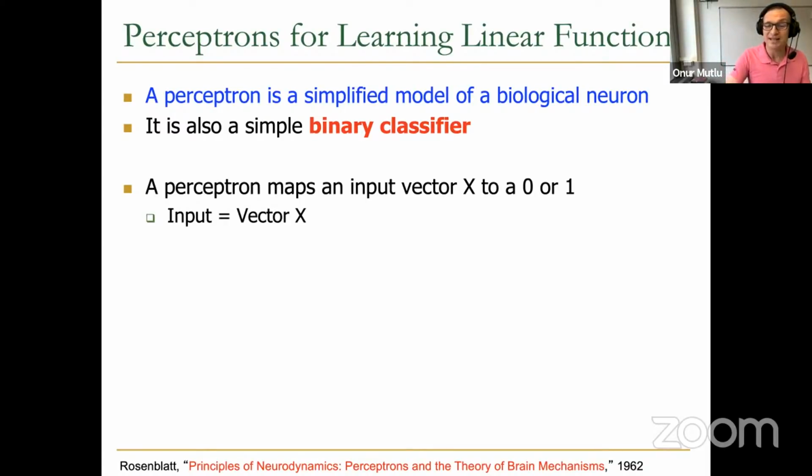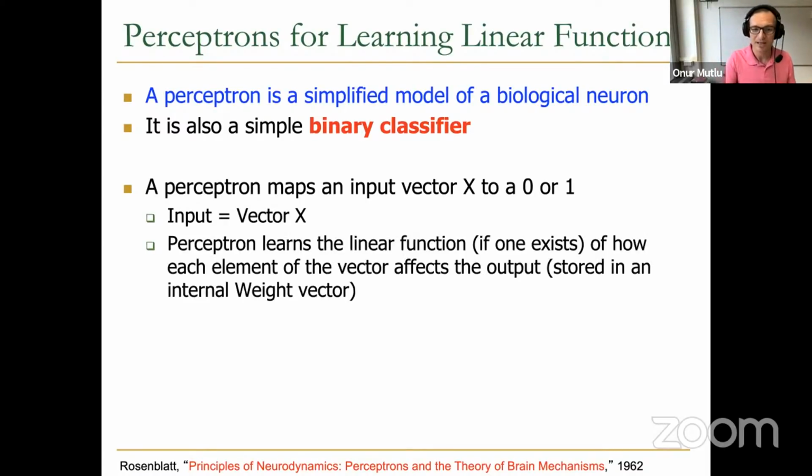So the input is a vector X, a vector of values. The perceptron learns a linear function, if one exists, of how each element of the vector affects the output. And this is stored in an internal weight vector. So this is the training phase. Basically, you train the perceptron to get a set of weights. And these weights indicate how each element is correlated with the output. Each element you supply in the vector is correlated with the output. So you learn these weights across many different training samples.